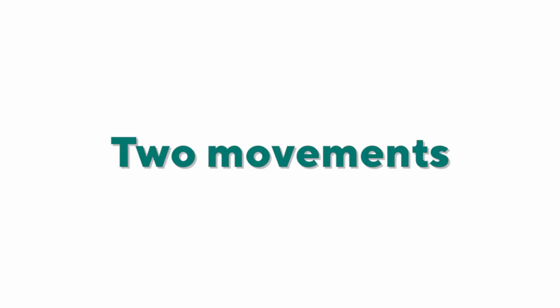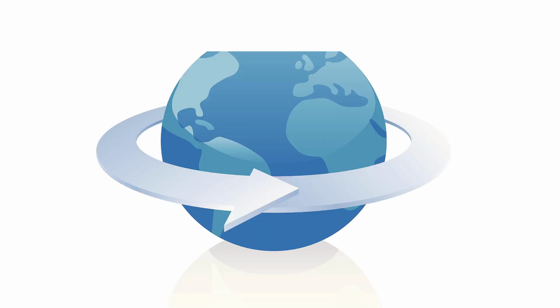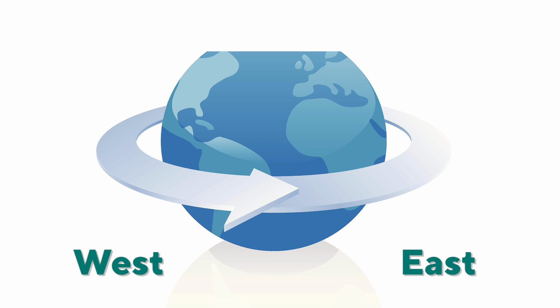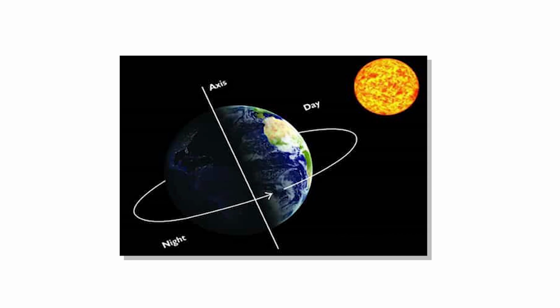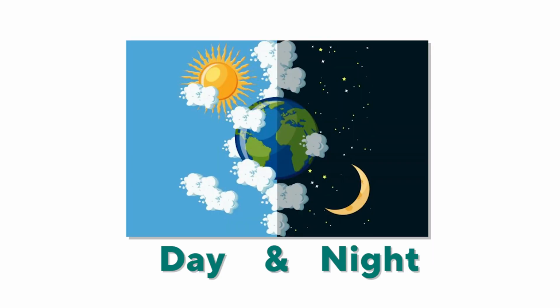Let's learn about the Earth's movement. The Earth has two kinds of movements. One is called rotation and the other is called revolution. Let's look at rotation. The Earth spins on its own axis from west to east. To complete one rotation, it takes 24 hours. Rotation is what causes day and night. So when one part of the Earth receives the sunlight, the other part of the Earth is in darkness.